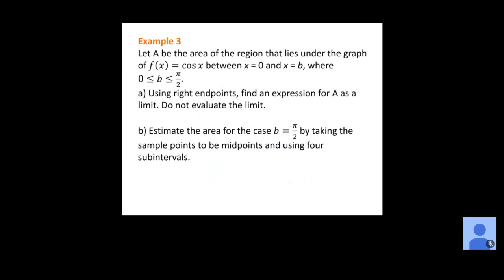All right, so now we want to let A be the area of a region that lies under the graph of cosine x between 0 and some value b. Okay, but in this case, b is somewhere between 0 and pi over 2, right? So just to kind of give you an idea of what we're looking at, I'll just sketch this out. We know cosine starts at 1, and then pi over 2 is the first x-intercept. So we're basically just looking at a region that looks something like this now.